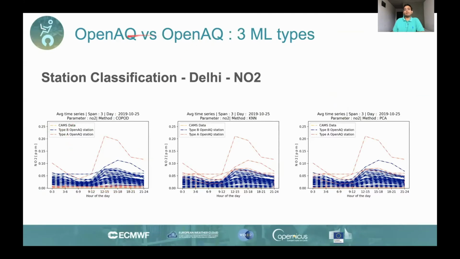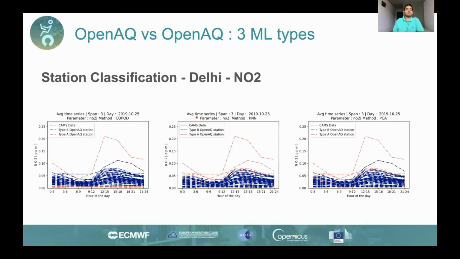But here we are just making OpenAQ versus OpenAQ classifications. Based on that, our method did find this data coming from this particular station as a type A station. So obvious outliers are easily classified as type A in all the three different methods, but not so obvious ones, like this blue line, is classified as an outlier in KNN, but not an outlier in COPOD and PCA. And some of the results varied here as well.